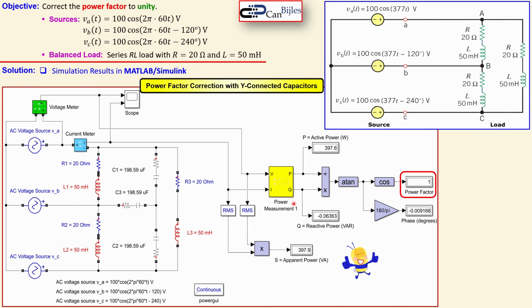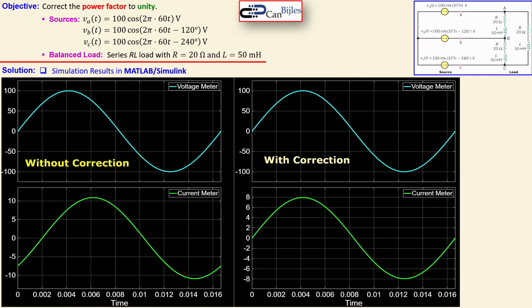Finally, let's also look at the plots. So in the scope of the Simulink, you can create the plots for the voltage and the current. This is without the correction. What you see is the source voltage is 100 volt peak, but the source current, the phase current, is actually lagging. So you see the amplitude of the phase current is coming later than the amplitude of the source voltage.